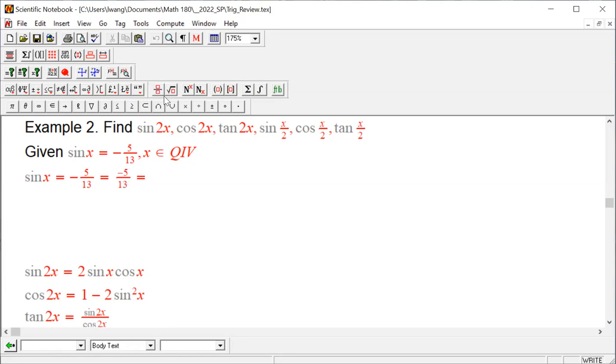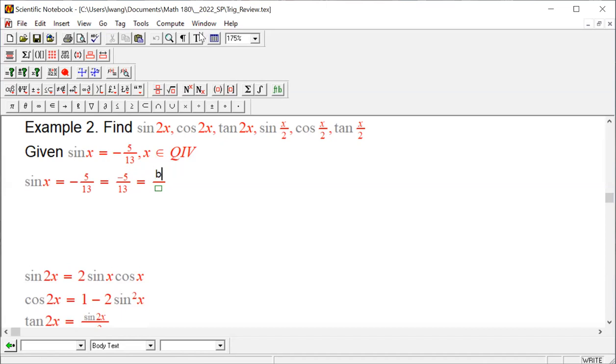And this tells us what? This tells us the blue over R. So the blue is negative 5, right? So blue is negative 5, and R equals 13. Picture that. Think about that, right?